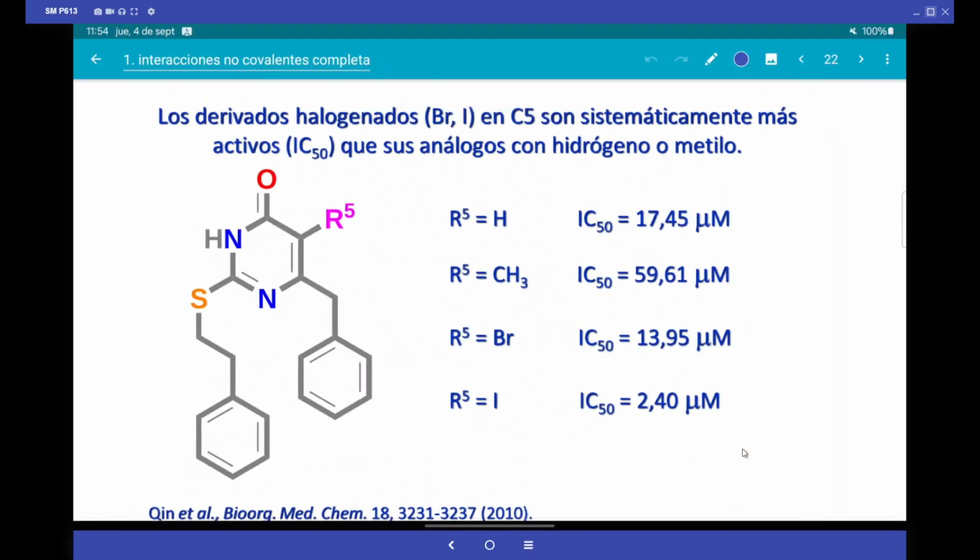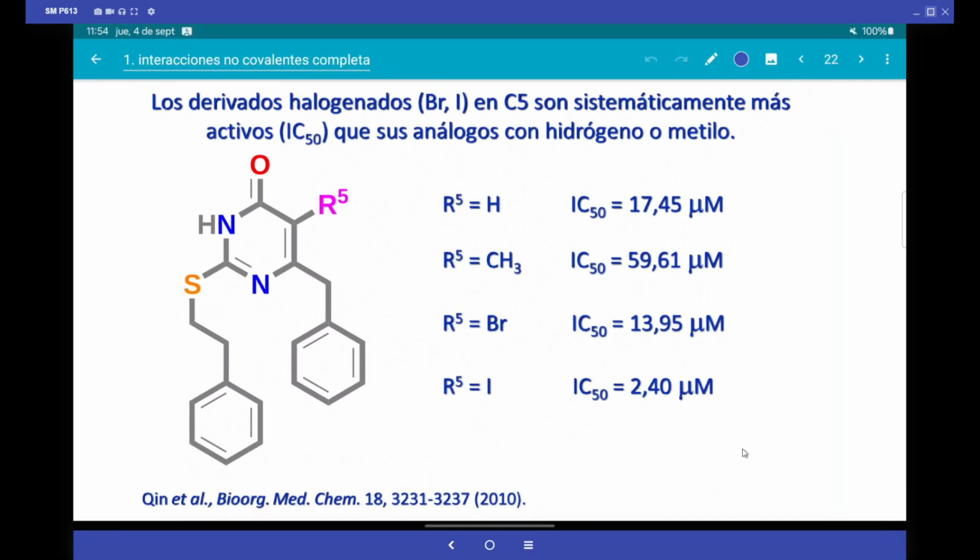We will get these derivatives, the biological activity, when it is greater, when it says IC50 or less. This is the inhibitory concentration 50, the concentration that inhibits 50% of enzyme activity. The lower the value, the greater the power. Then we are talking about the most powerful here, very well, the one that has iodine in R5, which is more powerful than the one without iodine.